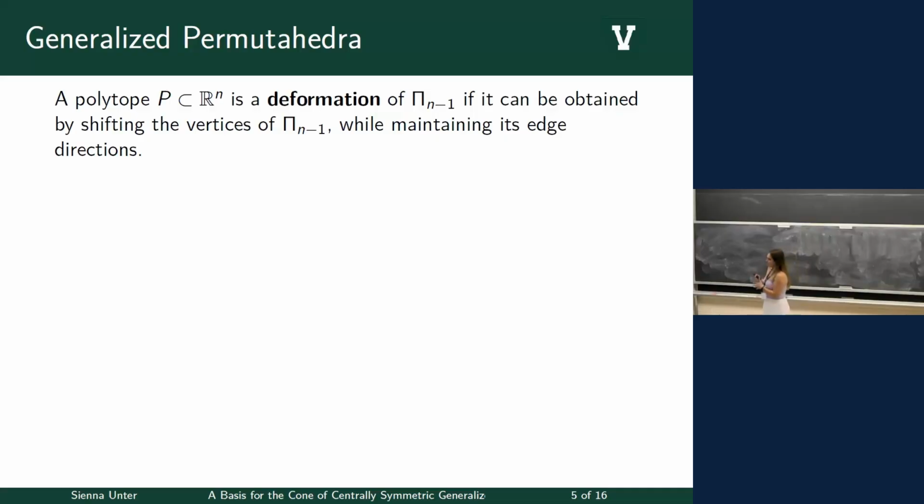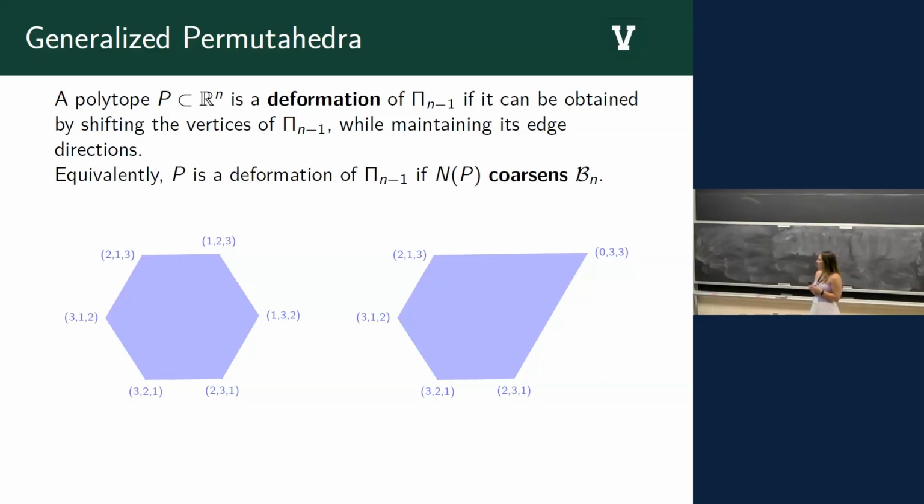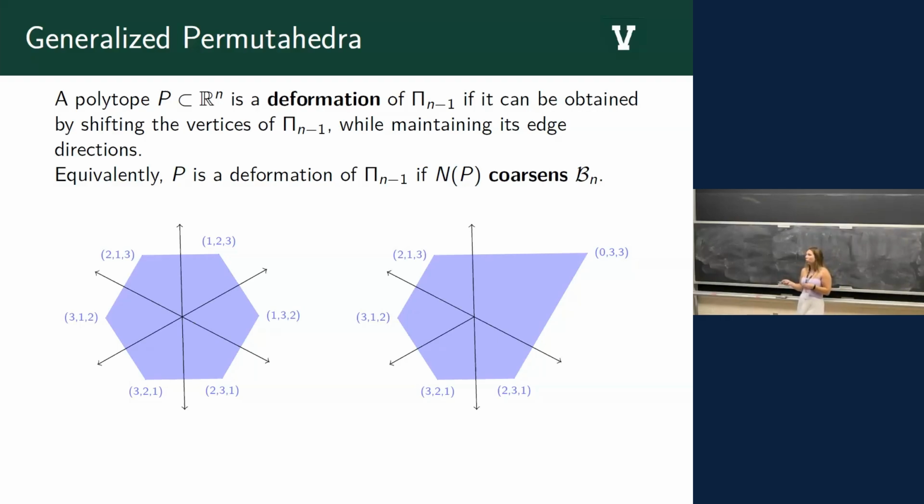So what is a generalized permutahedron? Actually, I think Jacob mentioned them earlier in his talk. If I take a permutahedron and I deform it by shifting its vertices but maintaining all of its edge directions, I say that's a deformation of the permutahedron. So for example, if I take this facet and I pull it out, I've shifted those two vertices, but all the other directions have been maintained. And I obtain this polytope on the right. If I look at their two normal fans, I can see that the polytope on the right, which is the deformation, also its normal fan coarsens the braid arrangement that we started with. So these are equivalent definitions, a deformation and a coarsening of the normal fan.